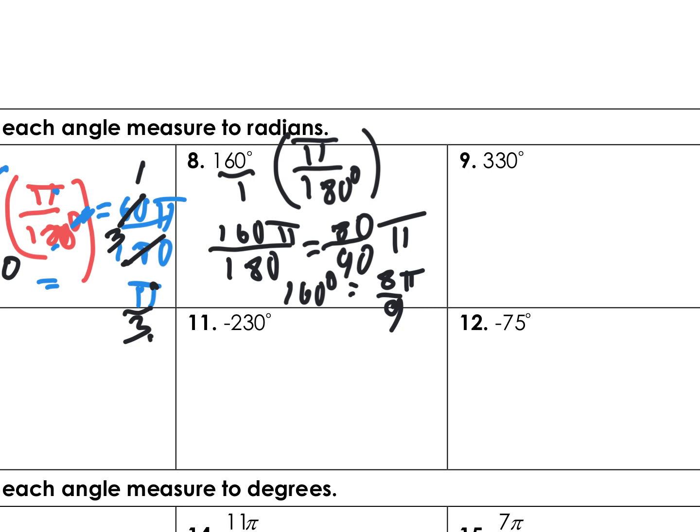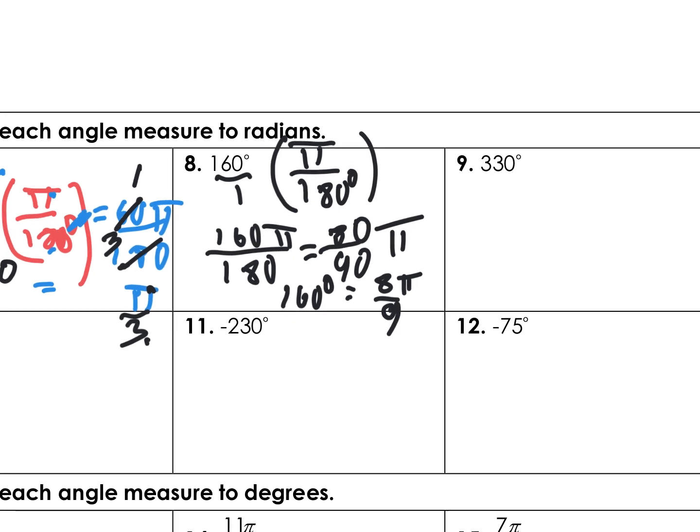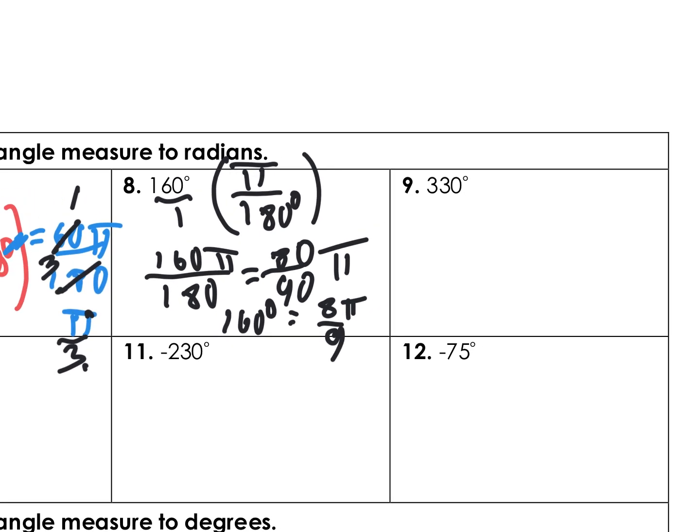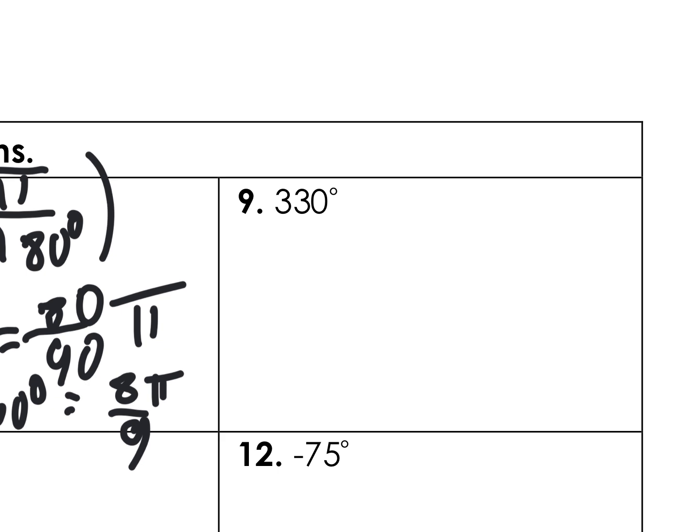I don't have to write the word radians. I don't have to write a symbol. If you want to write the word radians, you can. All right. I'm going to do one more, then I'm going to move on because that'll be 3 of them.